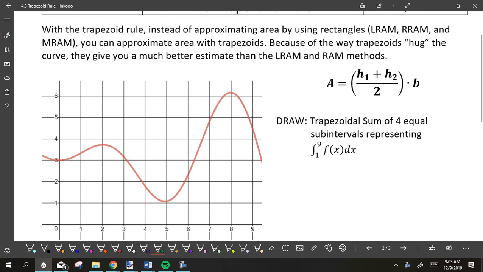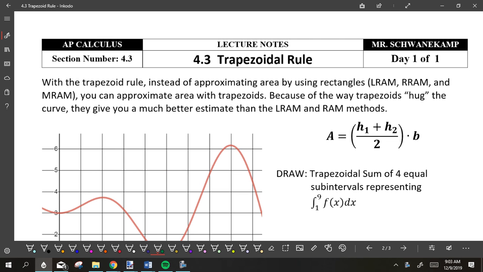All right, today's trapezoidal rule. With trapezoidal rule, instead of approximating area by using rectangles, that's what we've done so far. We've done LRAM, we've done RRAM, and we've done middle RAM. Okay, we're going to approximate the area using trapezoids. You will see that trapezoids hug the curve a little bit better, and overall, you will see that it'll get you a little bit better approximation.